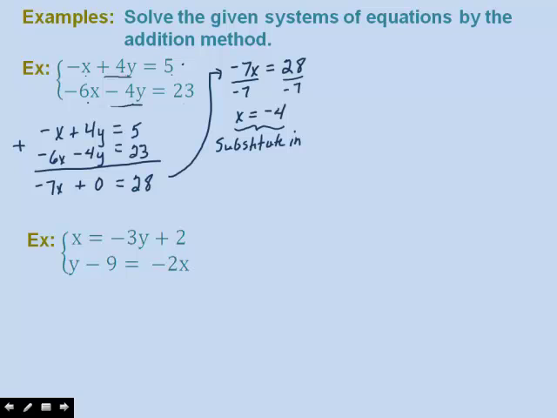So let's just use this first one. So we have negative x plus 4y is equal to 5. We could easily have chosen the other equation to substitute into also. So in place of the x, we're substituting negative 4. And now we're going to solve this for y.